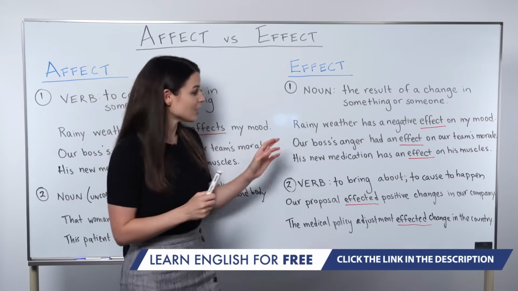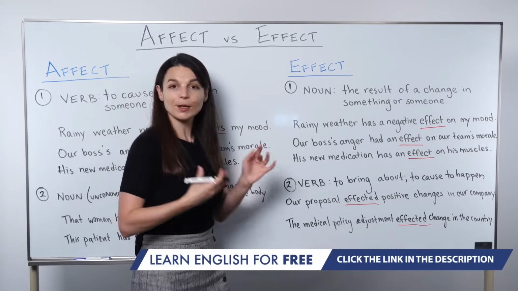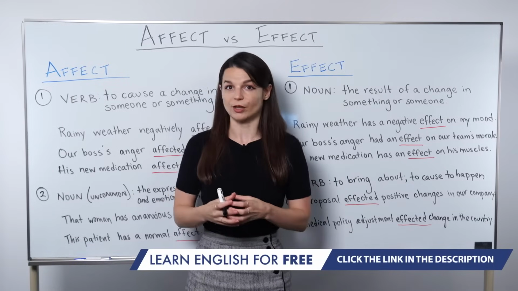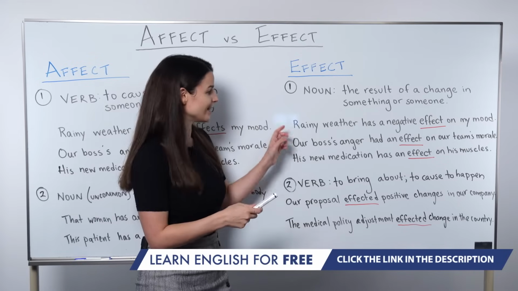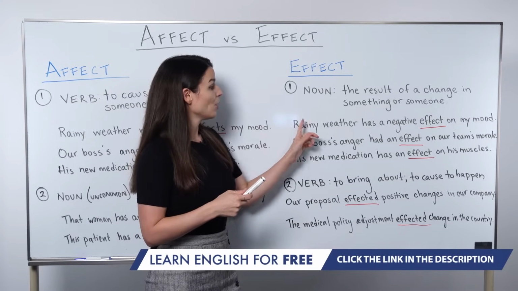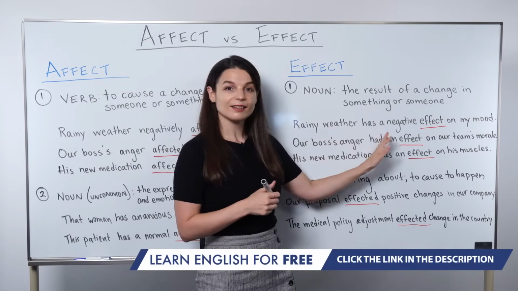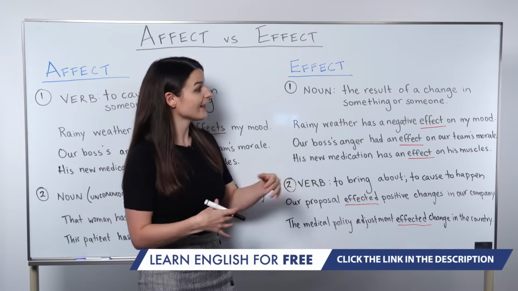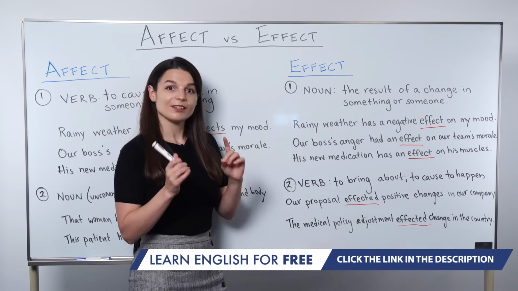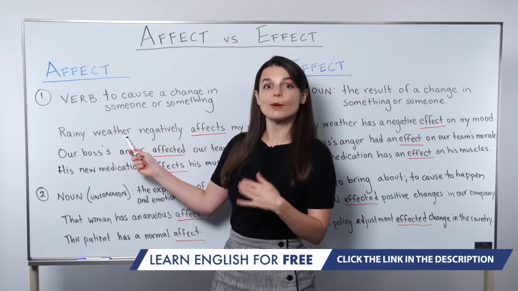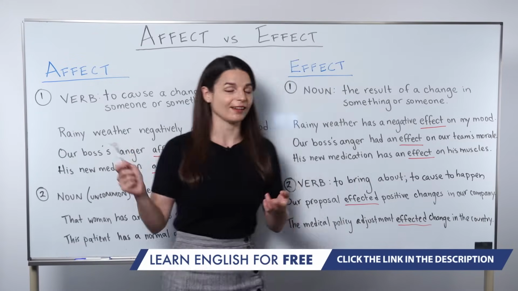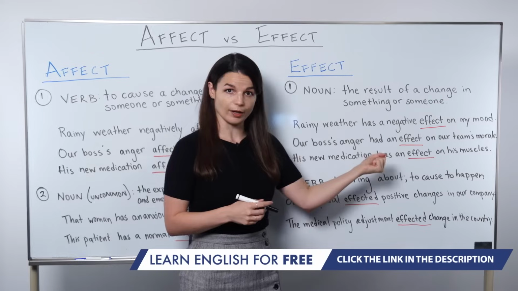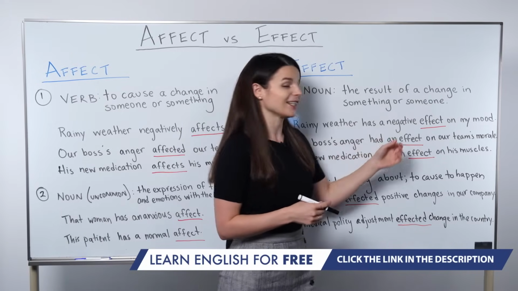So we can actually use the same topics, the same kind of sentence that we used here, but we just need to change the sentence structure a little bit. So I'll show you what I mean in these example sentences. First, rainy weather has a negative effect on my mood. So in this sentence, we see exactly the same idea as in this sentence, yeah? But the difference here is that we need to create a sentence structure that uses effect as a noun.